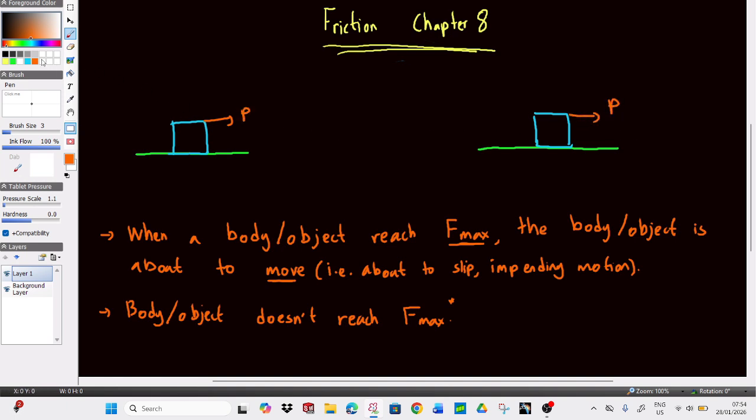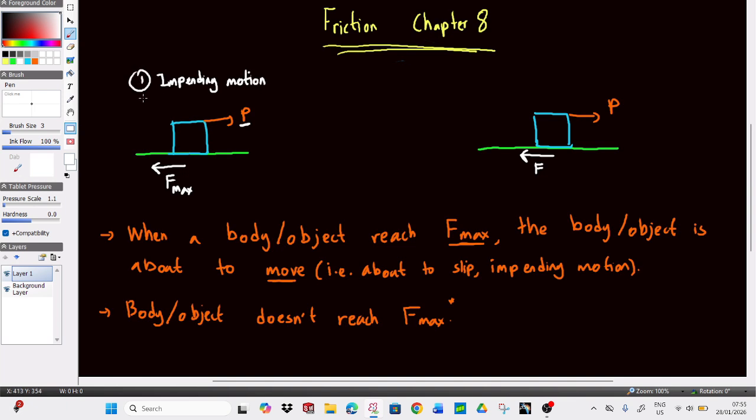We know there will be a frictional force, which is our F. Here's the thing: if you apply P and it reaches your F max, I said before that your body is about to move. It's impending motion. We call it impending motion typically. This is the first case.